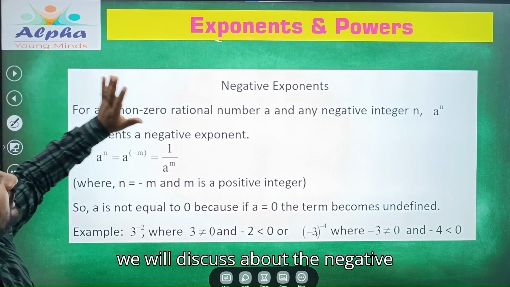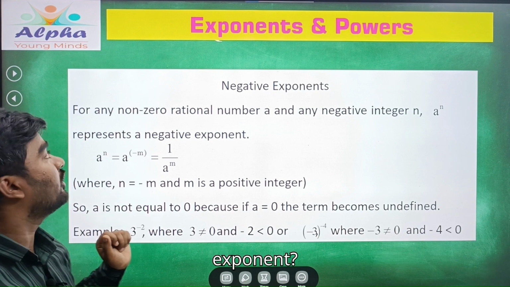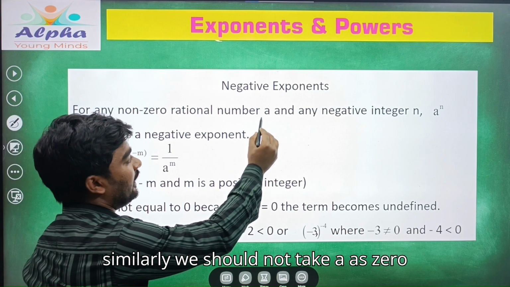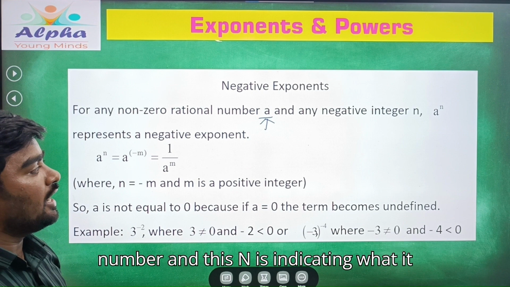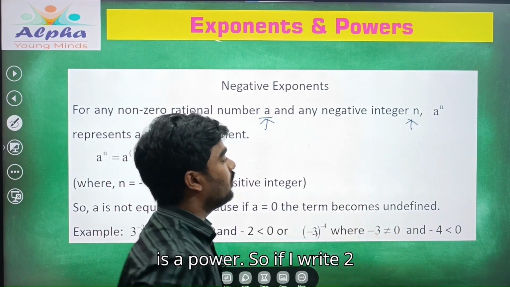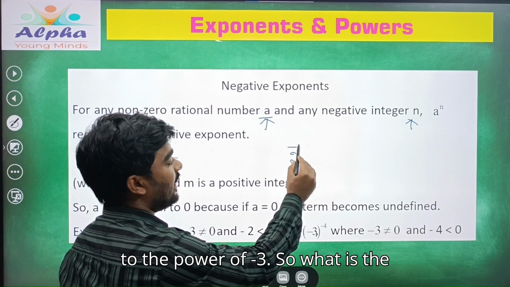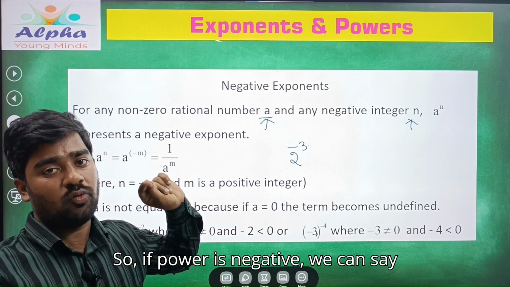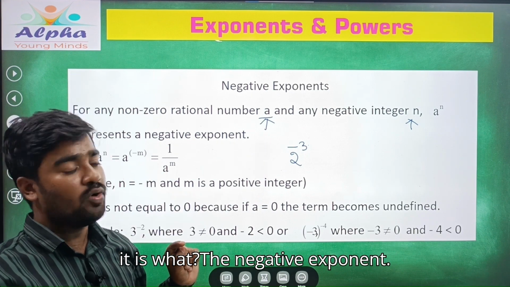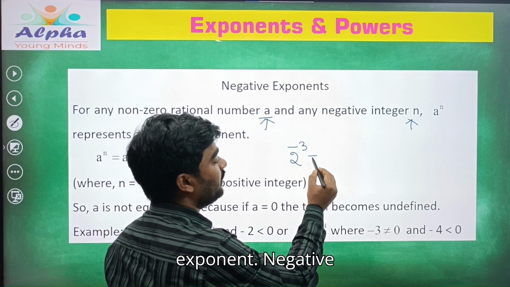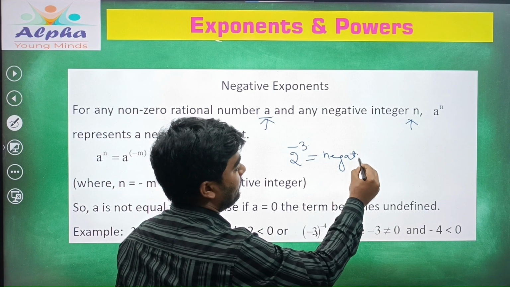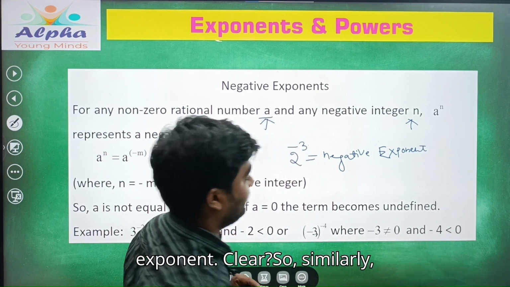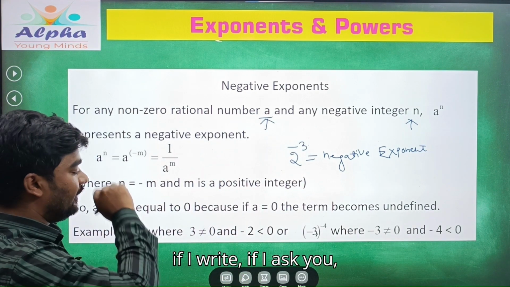Now we will discuss the negative exponent. What is meant by negative exponent? Similarly, we should not take a as a zero quantity, we should take a non-zero rational number, and this n is indicating the power. If I write 2 to the power of minus 3, what is the power here? The power is negative. So if the power is negative, we call it a negative exponent. Clear?